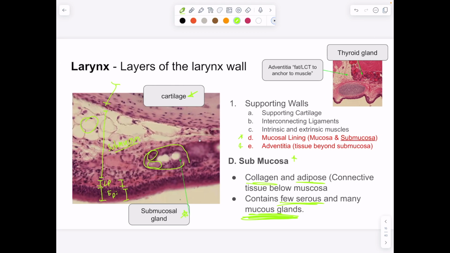All right, and then deep to all of this, we have our cartilage. We said past the cartilage is our adventitia, and this is just going to be a whole lot of fat and loose connective tissue to anchor. Past that, we have muscle, right? So this is the lumen of our larynx. And then as an important note on our slide, all of these little red bubbles, this is the thyroid gland.